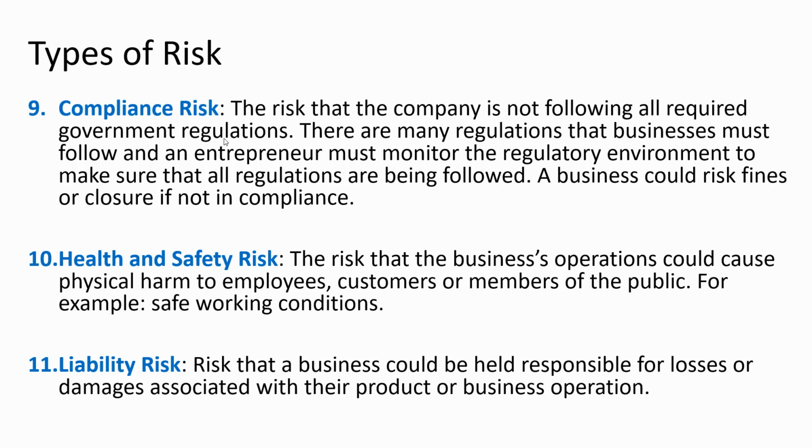Health and safety risk: the risk that a business's operations could cause physical harm to employees, customers, or members of the public. For example, safe working conditions. Liability risk: the risk that a business could be held responsible for losses or damage associated with their product or business operation. So the liability risk tends to come from the health and safety risk, because once something bad happens, usually somebody's going to sue or want money, or the government's going to fine you.